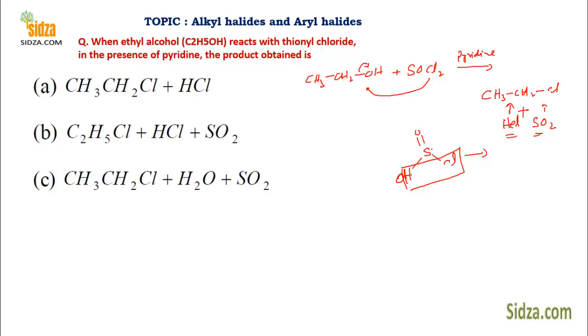And this method of preparing the alkyl halide from the alcohols is treated as the best method from the industrial point of view, because here you get a pure product. You get the ethyl chloride, and the other components are gases, HCl and sulfur dioxide, they move in the atmosphere. So they evaporate and you get the pure ethyl chloride. So the option B here.